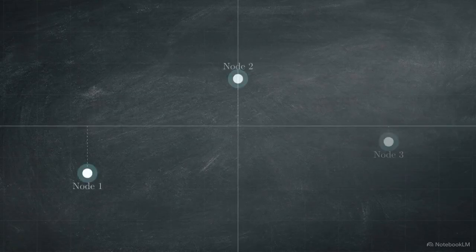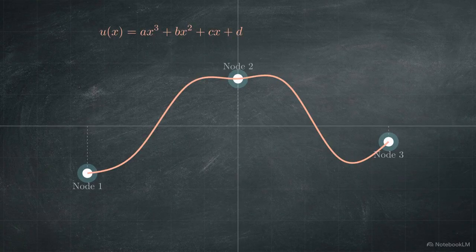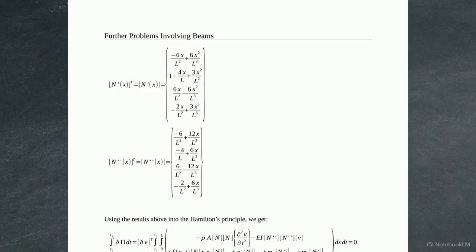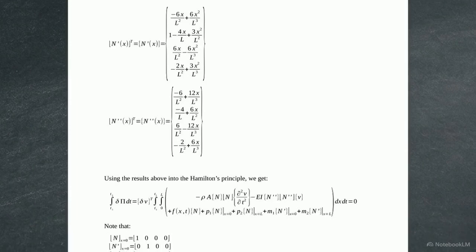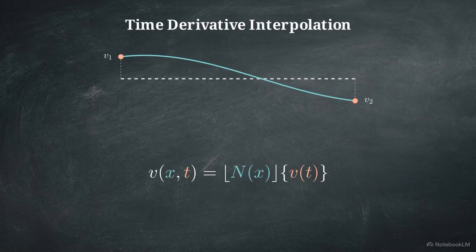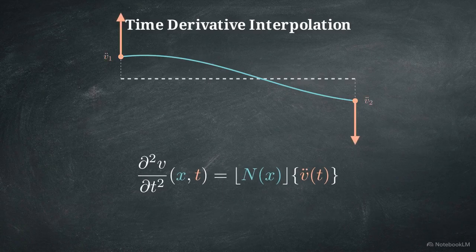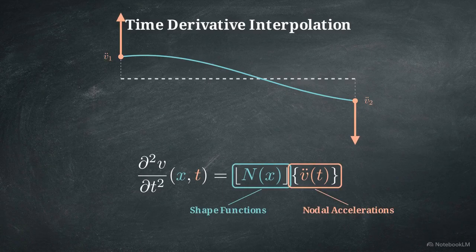These are predefined mathematical rules that connect our discrete nodal points. For a beam, we use cubic polynomials. This document shows the derivatives of these shape functions, n' and n double prime. They map the discrete nodal displacements to any continuous position, with the second derivative giving us the internal bending strain. A parallel relationship exists for the time derivative, linking these same shape functions to the element's nodal accelerations.